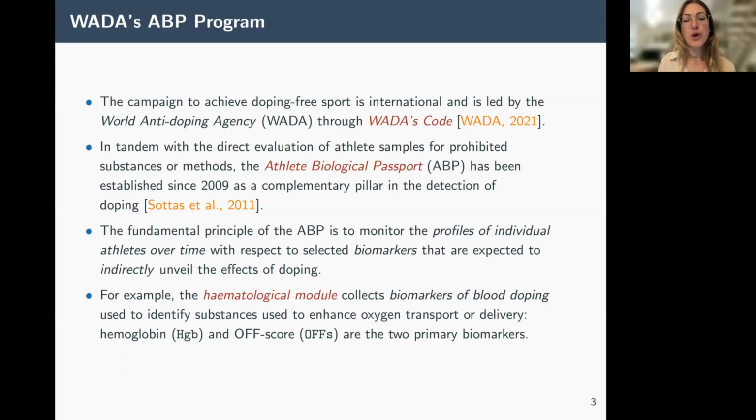And the two primary biomarkers within this module are the hemoglobin and the OFF score. So I would like to highlight the two because these are the two we are going to work on for defining our multivariate framework. And these are the two based on which the World Anti-Doping Agency implements the analytical framework.